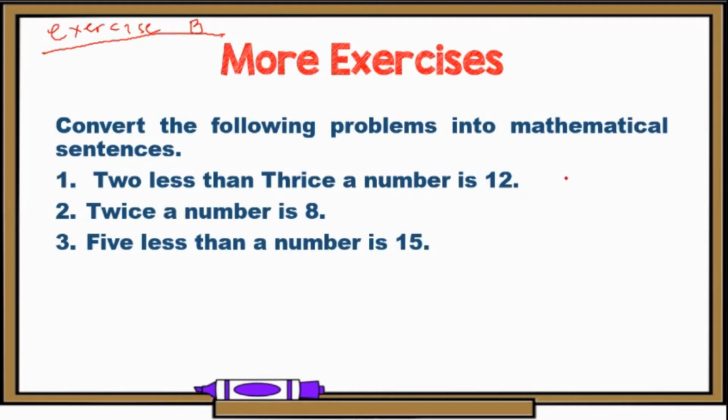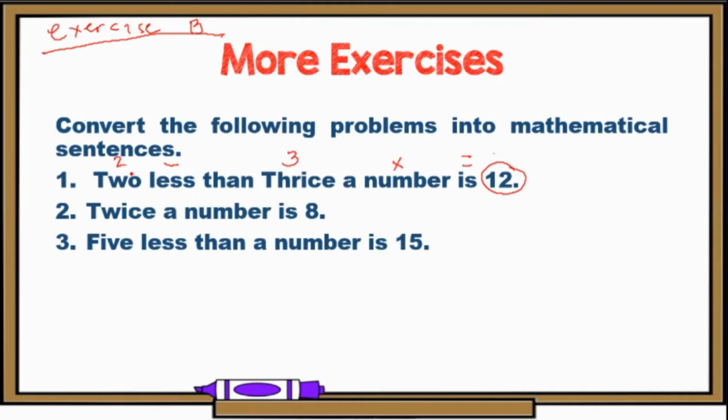2 less than thrice a number is 12. So, we have here the symbol 2. Pag sinabi nating less, automatically, we will associate it with the symbol subtraction. And then, thrice. Pagka sinabing thrice, associated na siya with 3. A number, this is unknown. Gawin natin siyang x. Is 12. So, we have equal. Tapos, we have 12 na nakasymbol na. So, this is going to be in the right-hand side.